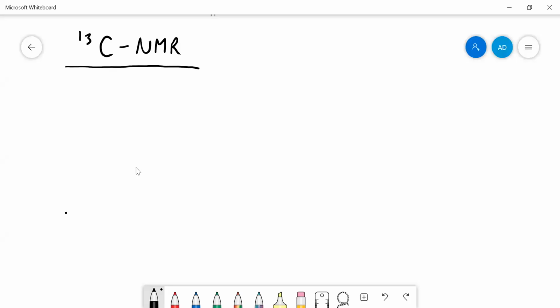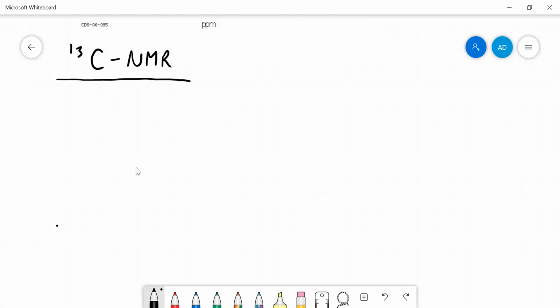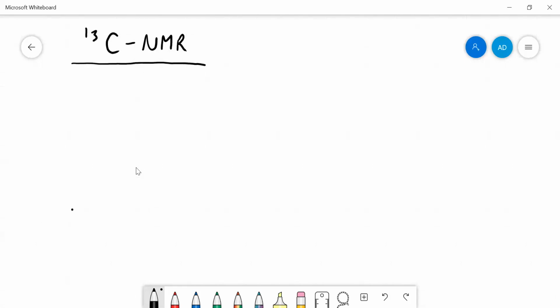Okay, we've talked about 1H NMR in quite a lot of detail. Now we want to look at 13C NMR. We've seen that 1H NMR told us about hydrogen environments in a molecule, and 13C is going to tell us about carbon environments.